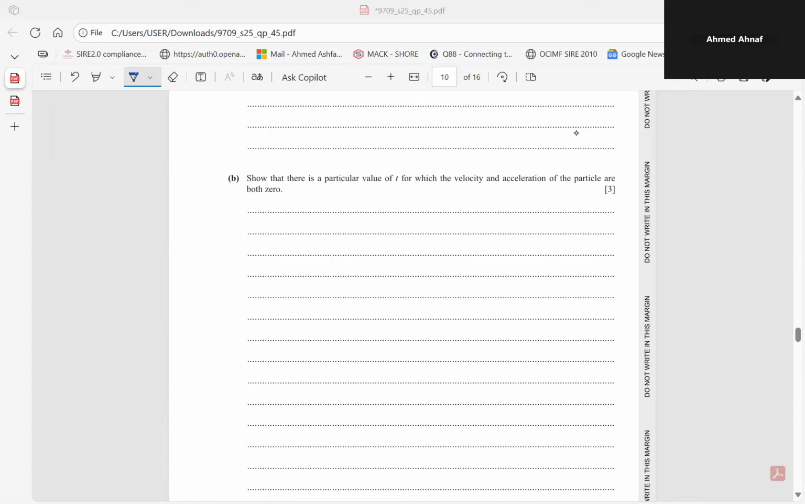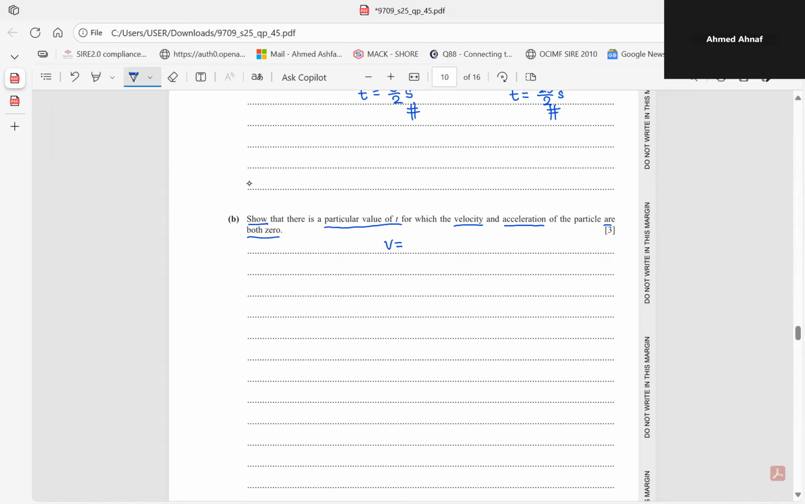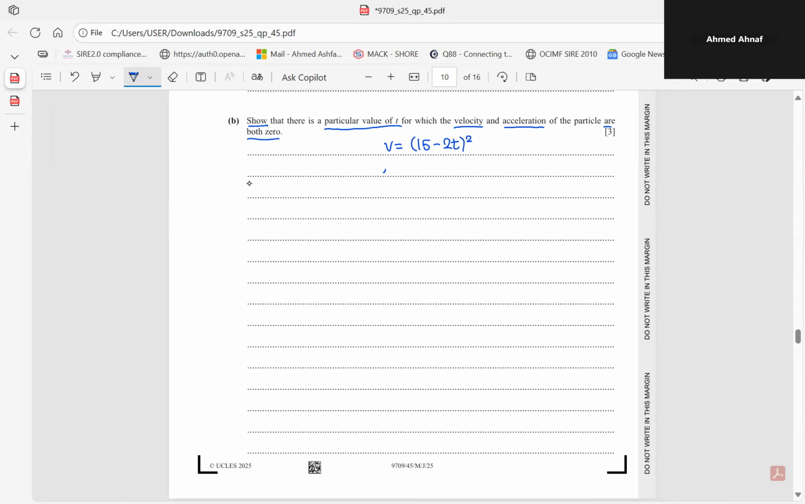Okay, so for the second part, we're supposed to show that there's a particular value of t for which the velocity and the acceleration of the particle are both 0. All right, so to do this, we first have to know the equation for acceleration in terms of t. And to do that, we're going to take our equation for velocity in terms of t. Okay, so like this, and we're going to have to differentiate it because acceleration is dv/dt. So let's do that.